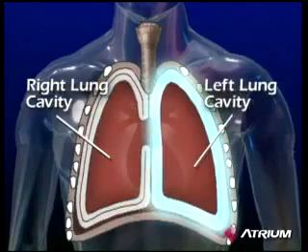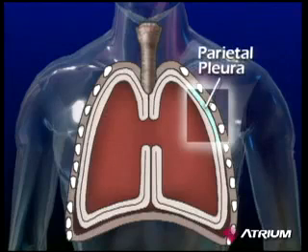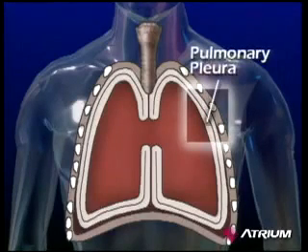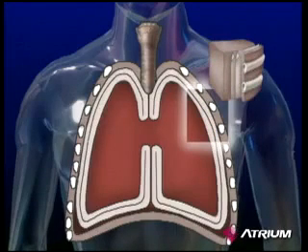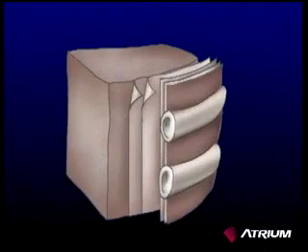each lung. The inside of the rib cage is lined by a membrane called the parietal pleura, while the lungs are covered by another membrane called the pulmonary or visceral pleura. Under normal conditions, these 2 pleural surfaces are closely held to one another, being separated only by a very thin film of lubricating fluid called pleural fluid.